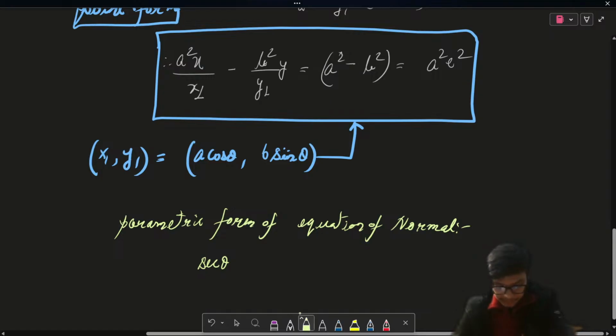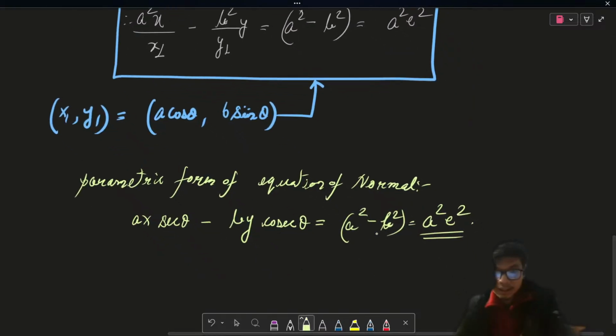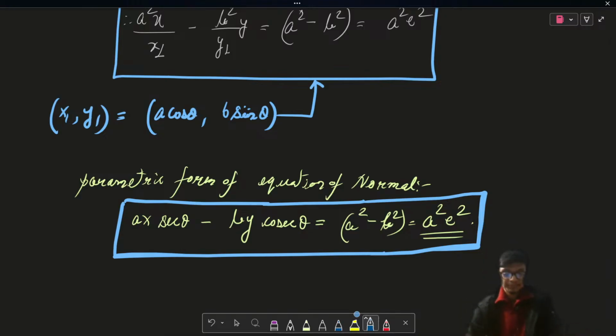a x secant theta minus b y cosecant theta is equal to a square minus b square, and that will turn out to be a square e square. Okay, so this is how we can also formulate the parametric form of the equation of the normal to any given point of an ellipse. Is this clear to all of you?